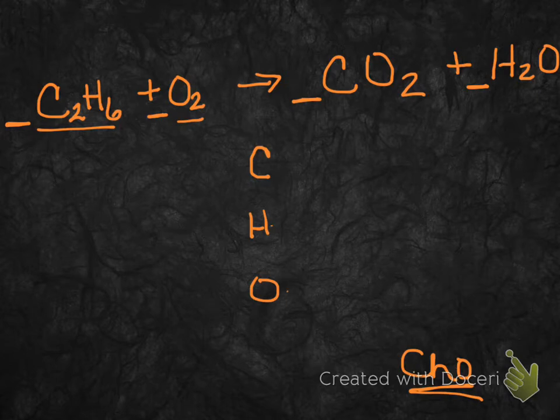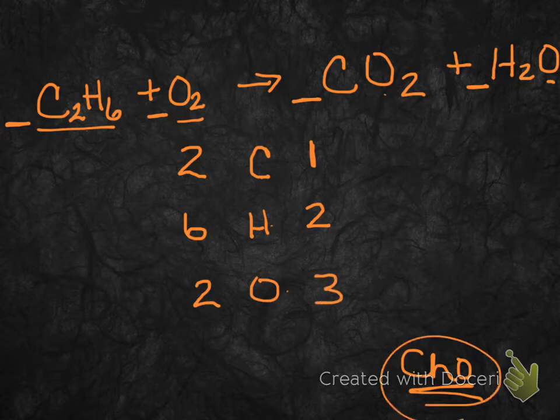Okay, so let's start by figuring out how many of each type of atom I have on each side of my equation. So carbon, in my reactants I have 2 carbon. In my products I have 1. In my reactants I have 6 hydrogen. In my products I have 2. And in my reactants I have 2 oxygen. Over here I have 1, 2. Don't forget the 1 in the water, so I have 3 oxygen.